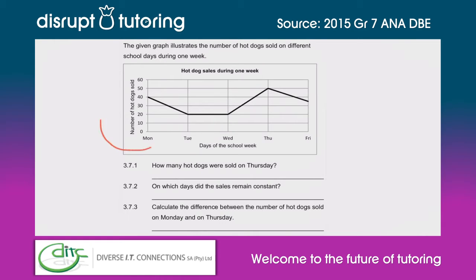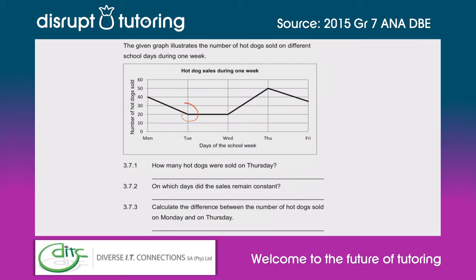If you look at our y-axis, we see that that represents the number of hot dogs sold. If we look at the x-axis, we see that that is the day of the school week. Now let's try and make sense of this. If we look at Monday, we see that the graph indicates that 40 hot dogs were sold on Monday.